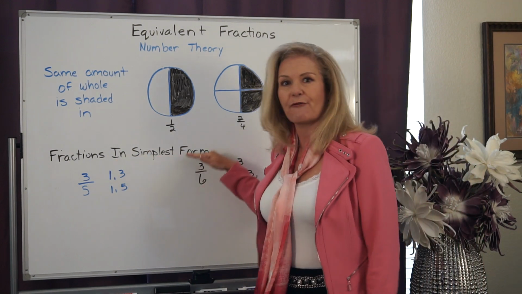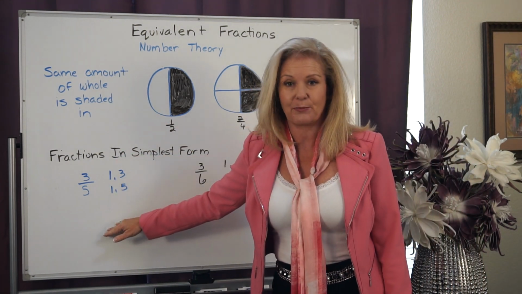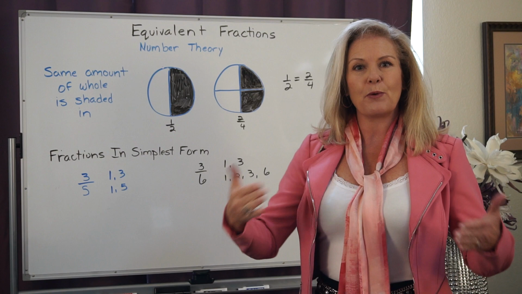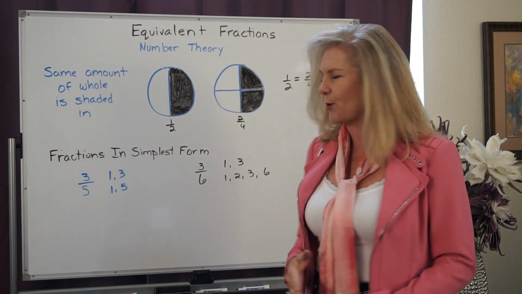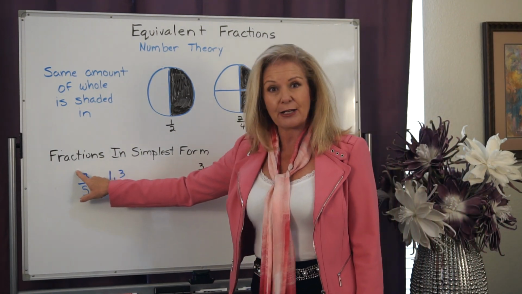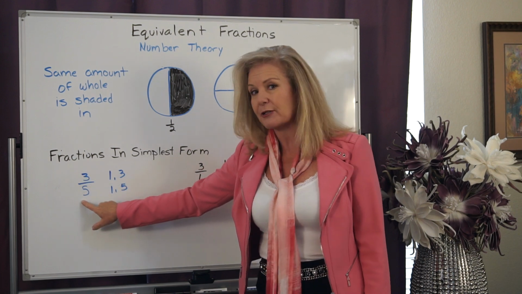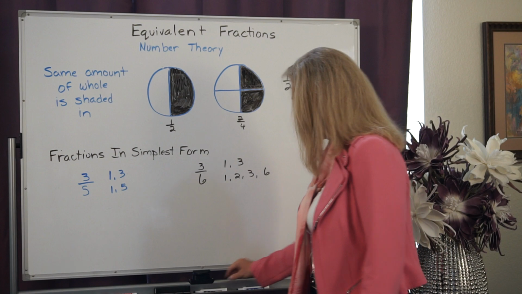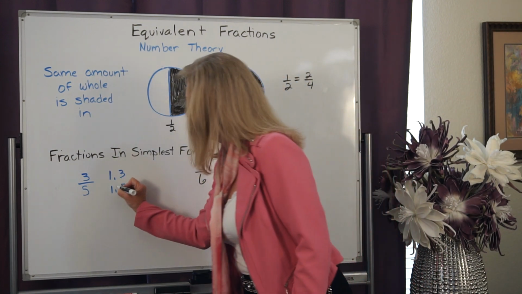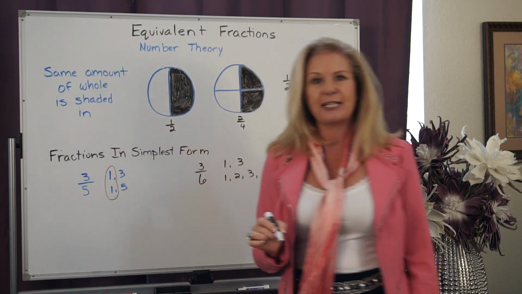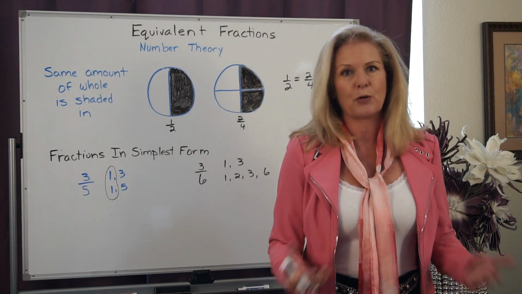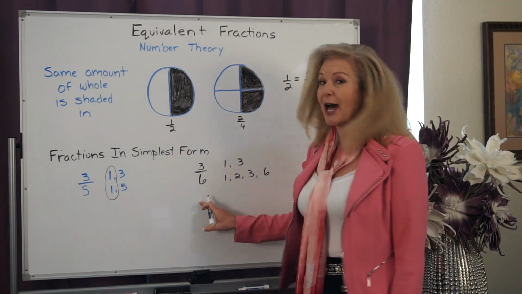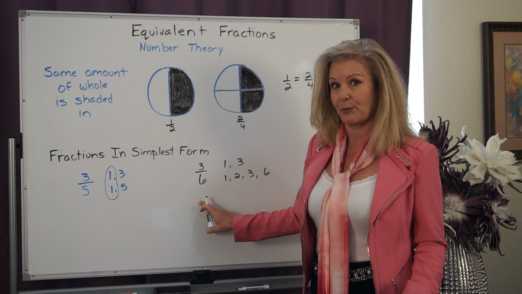Now, we know that fractions always have to be written in simplest form. And the way that we know a fraction is in simplest form is if we take a look at the factors of the numerator and the factors of the denominator. And if the only common factor that they have is 1, then we know that fraction is in simplest form or lowest terms. Now, not all fractions are always in simplest form.